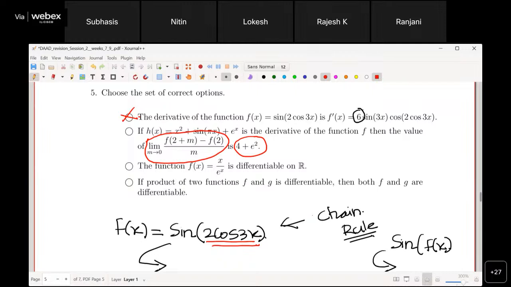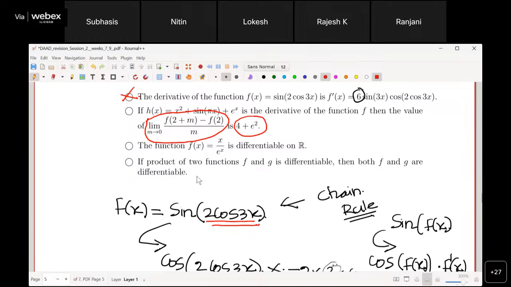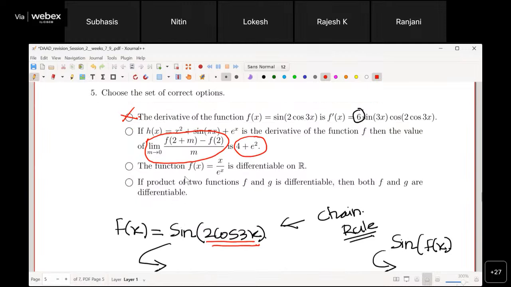Is it a wrong statement? If it is wrong, you should tell me why. Actually, I have not calculated it, but I was thinking that h of x has e to the power x with a positive sign. I think what they're asking for is the value of h of 2, and that is indeed equal to 4 plus e square. It is the right statement.